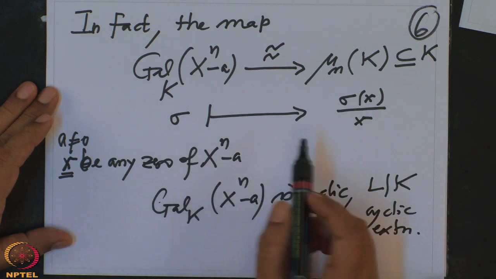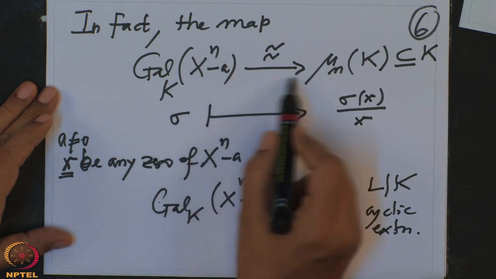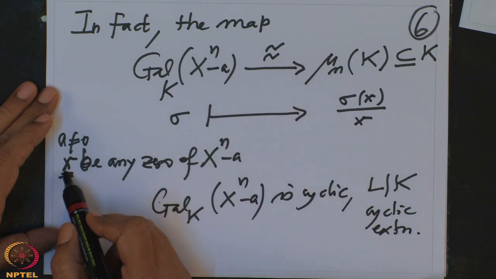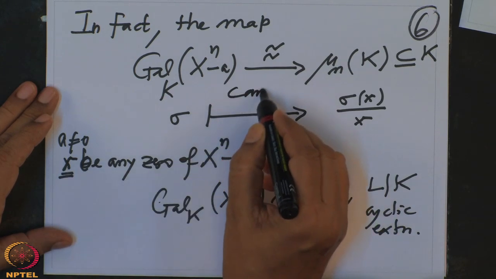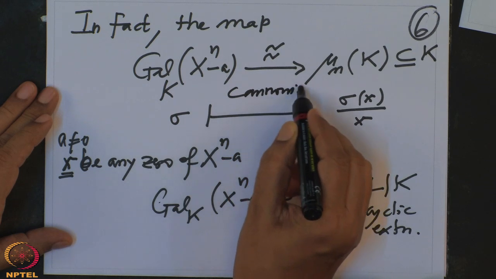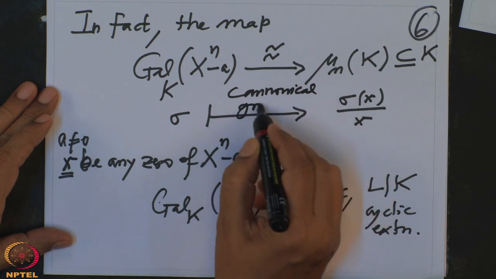So this map is canonical because it doesn't depend on the choice of x. So this is a canonical group homomorphism. Canonical group isomorphism.